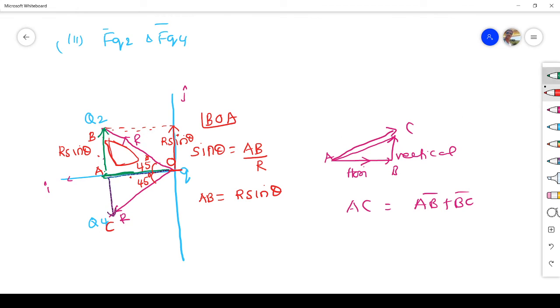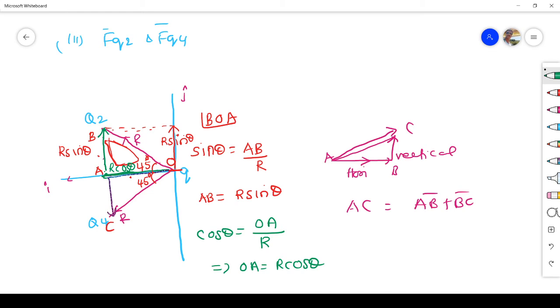Similarly, here you see what is my cos theta for the same triangle. Cos theta is adjacent, and adjacent is OA. So OA divided by hypotenuse R. This implies OA is equal to R cos theta. So this side is R cos theta.